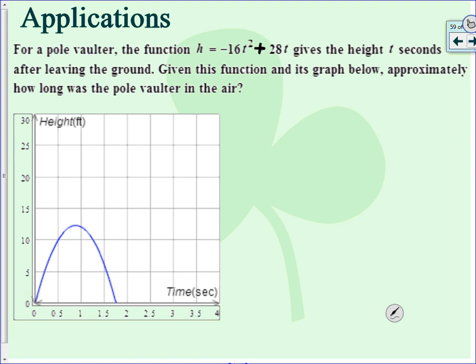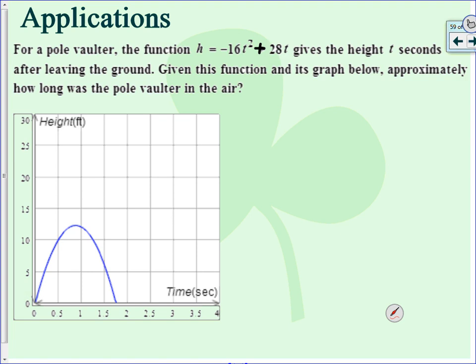Okay. All right, so let's take a look at the question. It says, given this function and its graph below, how long was the pole vaulter in the air? If the pole vaulter is no longer in the air, so at the end of their journey, what do you plug in, knowing that you're looking for how long the pole vaulter is in the air?